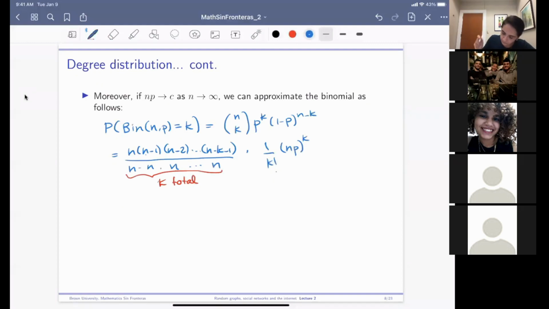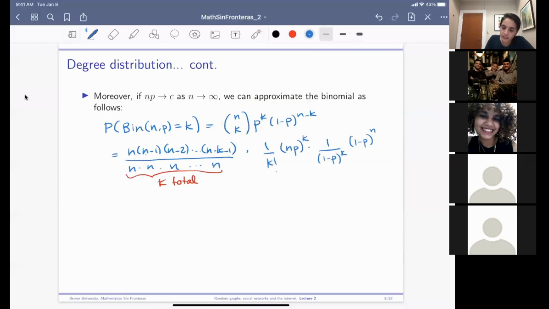So far, we have accounted for the binomial coefficient and the p to the k. And I'm missing this piece, which I'm going to write as follows. This is going to be 1 over 1 minus p to the k. And the rest is going to be 1 minus p to the n, like that.